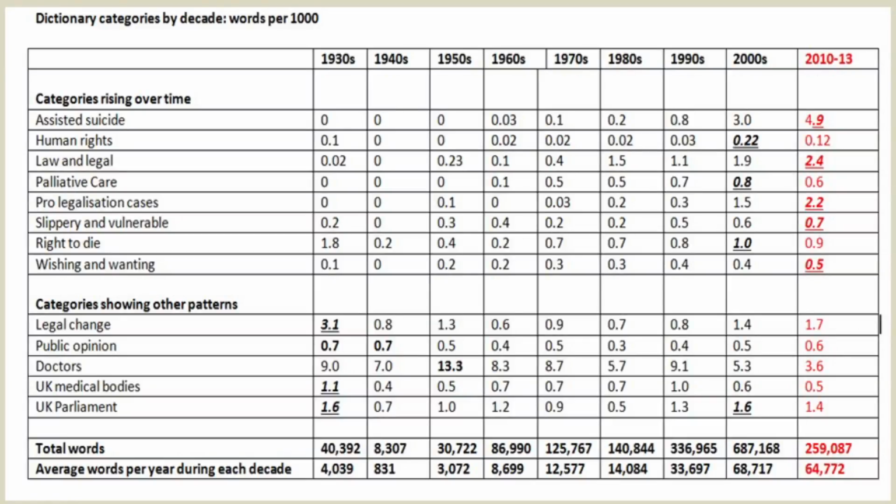There are categories that are rising over time. What's the language like these days? Well, it's very much about right to die, people worried about vulnerable people and slipping down the slippery slope if you legalize assisted dying, about wishing and wanting things, about the role that palliative care can play, sometimes instead of assisted dying, the language of human rights, and, as I've said before, the term assisted suicide rather than euthanasia. And these are all much more frequent in later years.